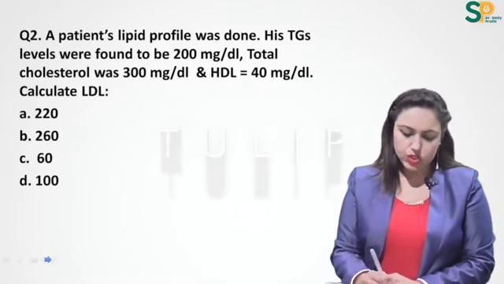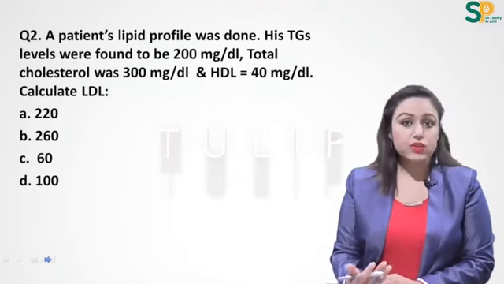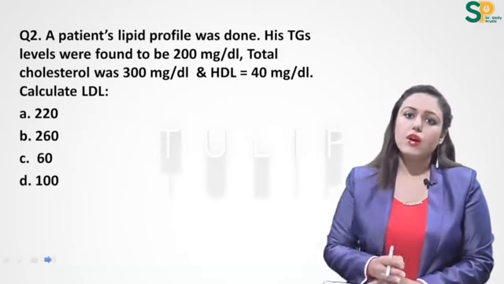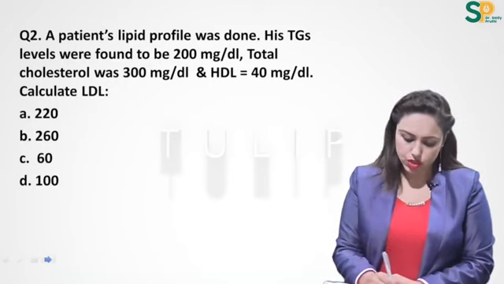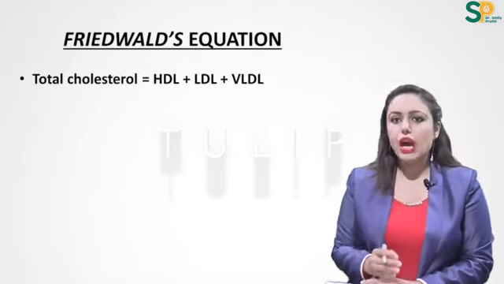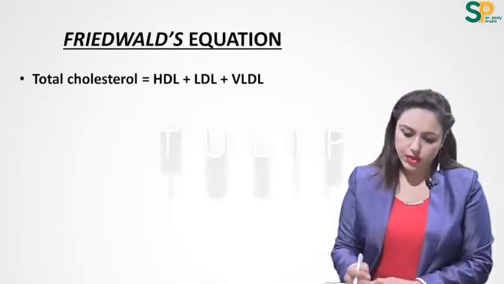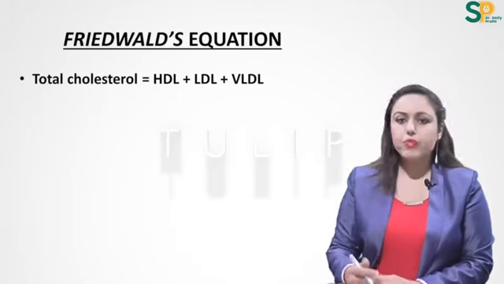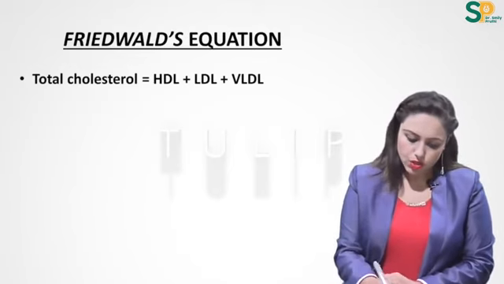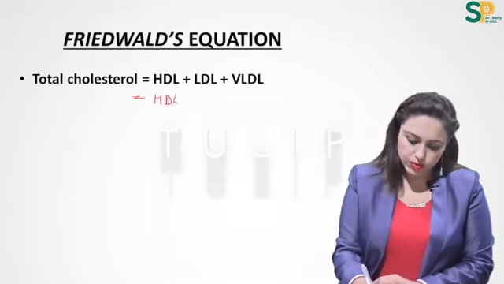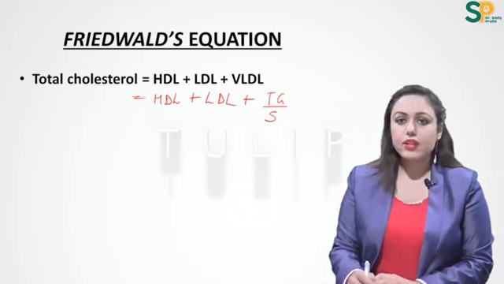Okay. Next question is, a patient's lipid profile is given. They are giving you the levels of triglycerides, cholesterol and HDL, and the units are milligram per deciliter, and they are asking you LDL. How much is the LDL of this patient? So how to calculate LDL? We have Friedewald's equation, which is total cholesterol is equal to LDL plus VLDL plus HDL. So when we are measuring the lipid profile, then we are not measuring VLDL, we are measuring triglycerides. So total cholesterol is equal to HDL plus LDL plus VLDL, where VLDL is triglyceride by 5.